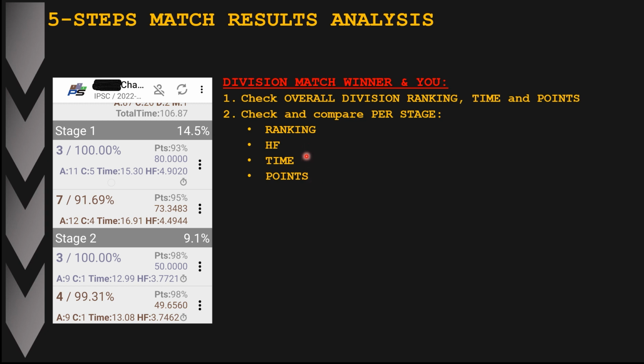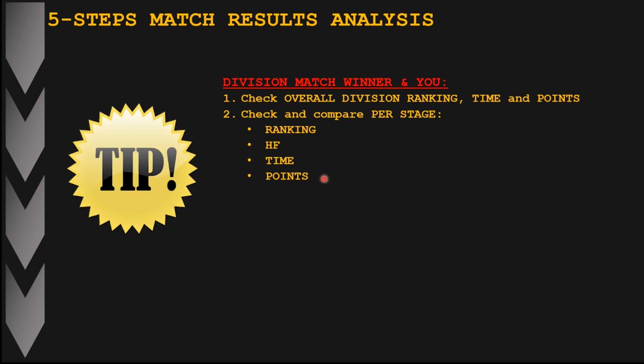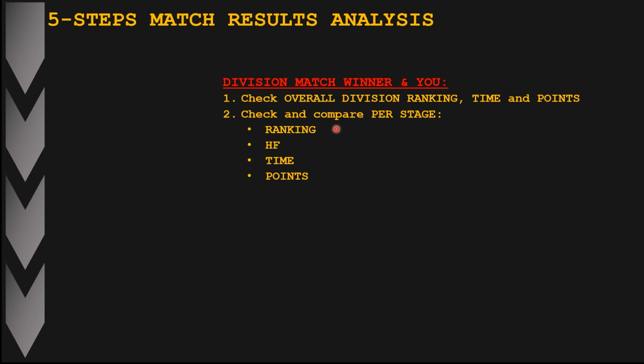So you dig in a little deeper, you see how much time it took you versus how much time it took the division match winner to complete the stage. And we do the same thing for the points. So here we do not take a look at the match points, we take a look at the actual points that you could shoot for the respective stage. So how many alphas, charlies, deltas, no penalty mics did you shoot in comparison with the division match winner? And I'll go in the last slide to provide you general match tips to optimize them. So those are the 4 things that I will look up and analyze between myself and the division match winner.